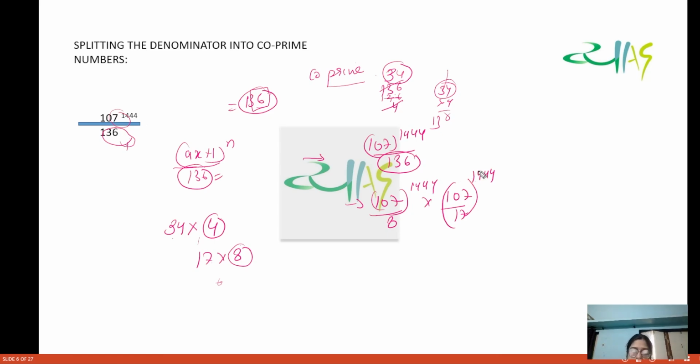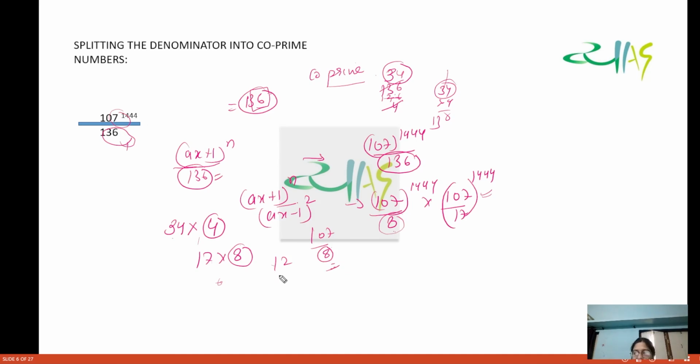Okay, all right. So how are we going to do this? Let's just see. When we divide 107 by 8, can we make this in the form of ax plus 1 to the power n, or ax minus 1 to the power n? Let's see.